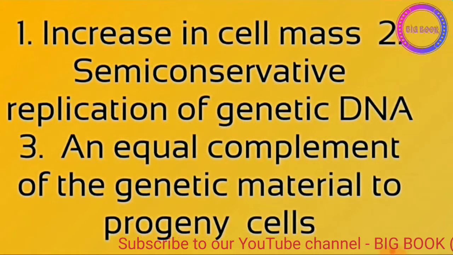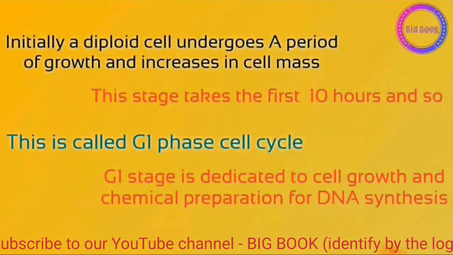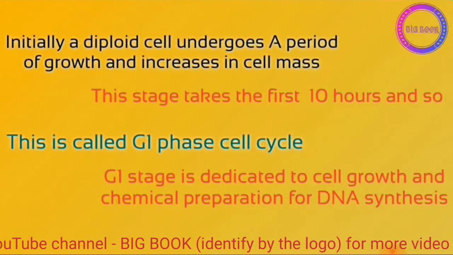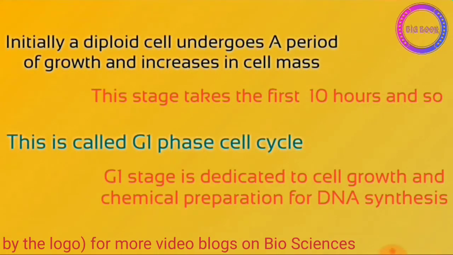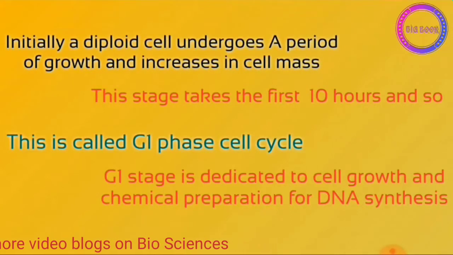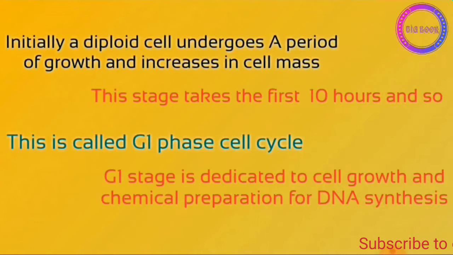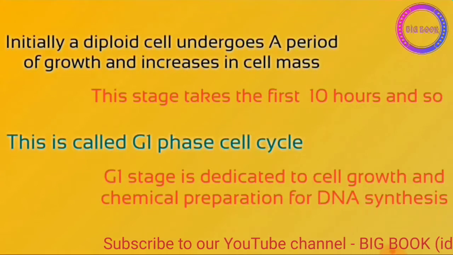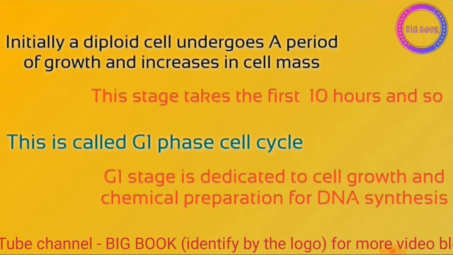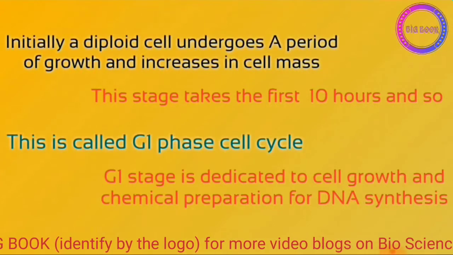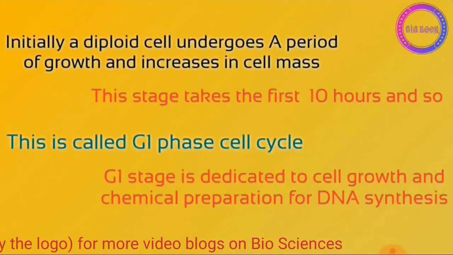In the next slide, in the mitotic division, initially a diploid cell undergoes a period of growth and increases in cell mass. Here they are using the diploid cell, that is the 2n number of chromosomes, referring to the 2n organisms. The cell undergoes a period of growth and the cell mass is going to increase. This stage lasts around 10 hours, and this stage is also called the G1 phase of the cell cycle.